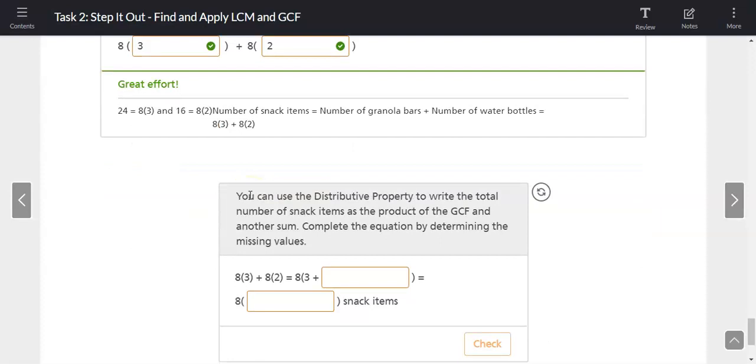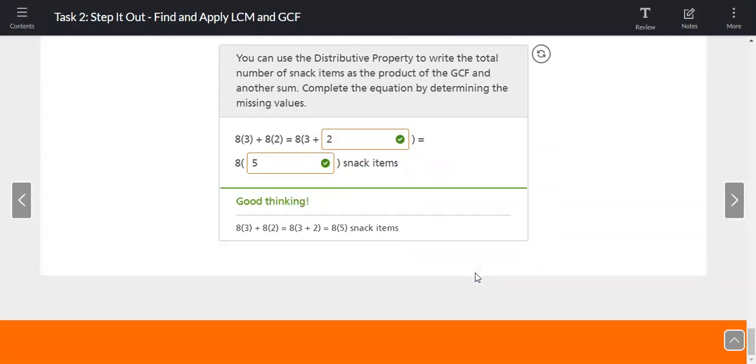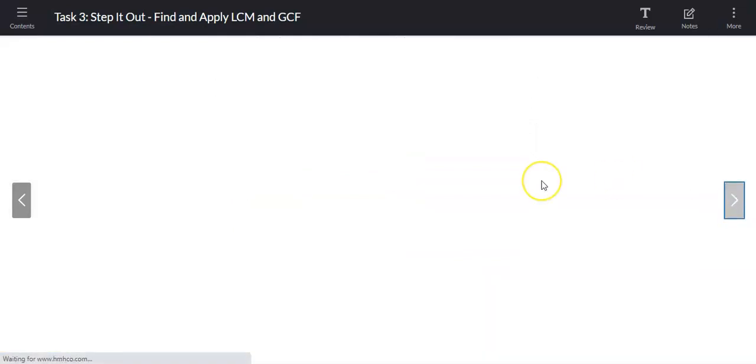You can use the distributive property to write the total number of snack items as the product of the GCF and another sum. Complete the equation by determining the missing values. So we have 8 times 3 plus 8 times 2. So if I put my 3 and my 2 together, it's 3 plus 2. 3 plus 2 is 5. And that's how they wanted you to fill that out. And I know that part's a little complicated, and we'll go over it a couple more times.